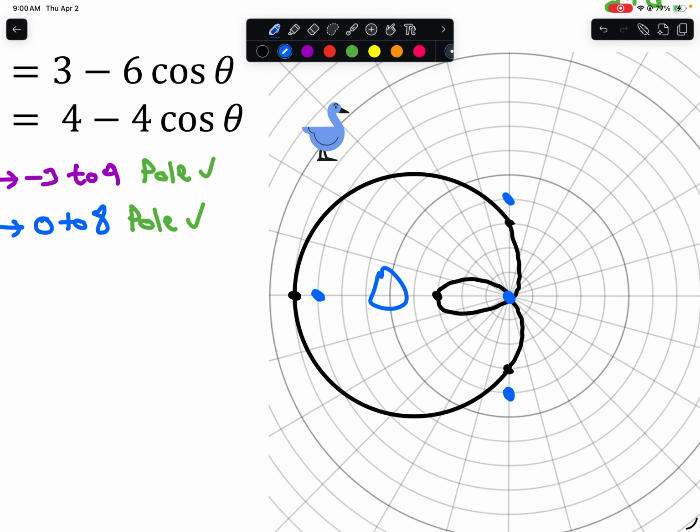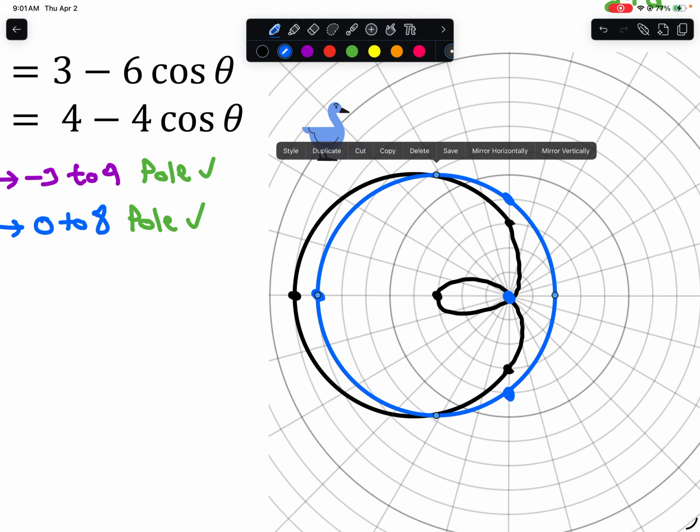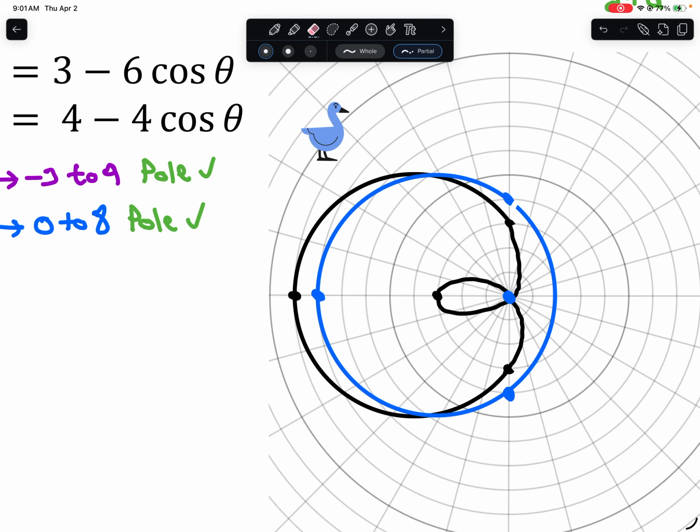So when I draw my cardioid, that's not a circle. There we go. Partial, goodbye. This is the one that kind of looks like a butt.